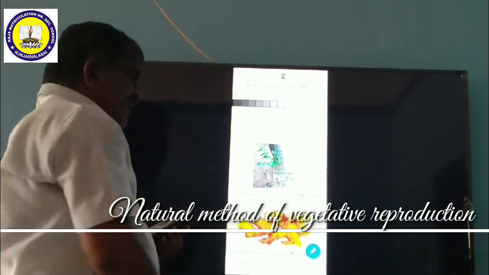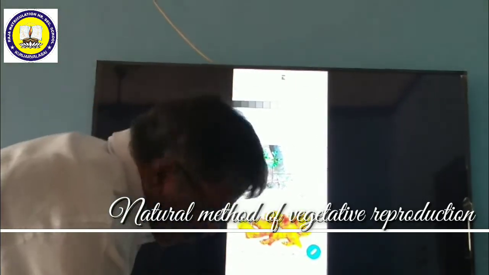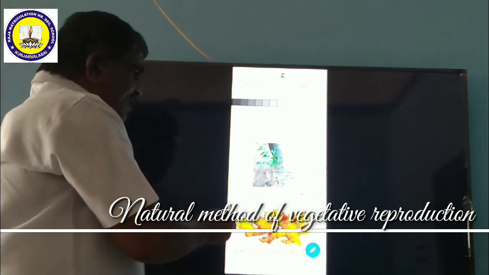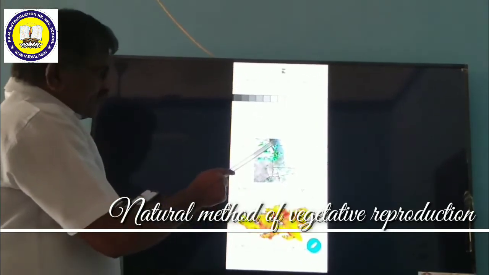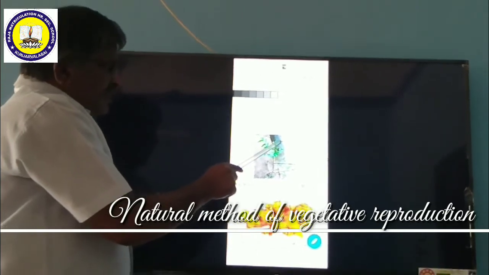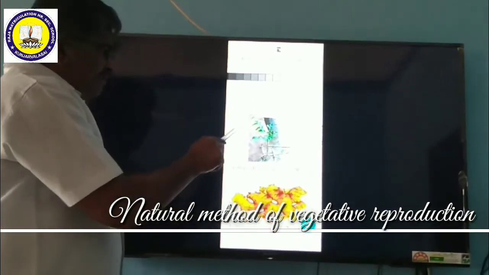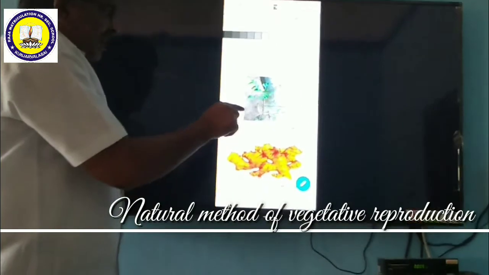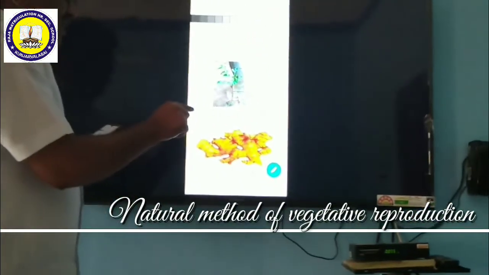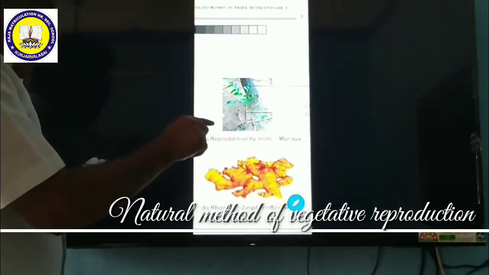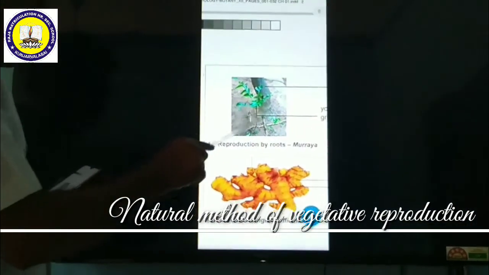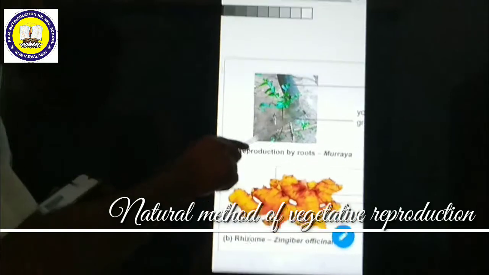If you see the Moraya plant, you might have seen it. Moraya means curly plant, in Tamil. If you go around the curly plant, a lot of small buds may arise. Actually, originally these plants are not formed by seeds. These are formed by underground roots. So these plants may arise from the underground roots.